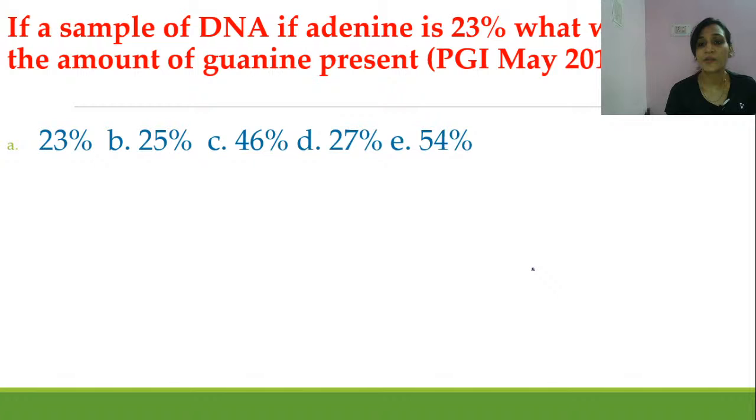Now, which is a true statement about DNA structure? All nucleotides are involved in linkage. They are anti-parallel. They are parallel. Bases are perpendicular to DNA, attached by hydrogen bonds. So, the only thing that is untrue over here is parallel. They are not parallel. They are anti-parallel.